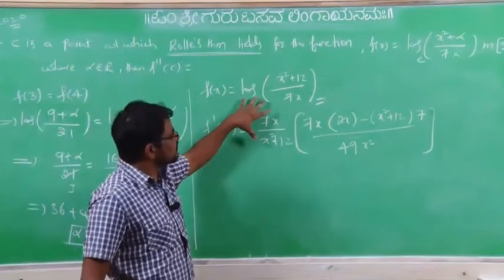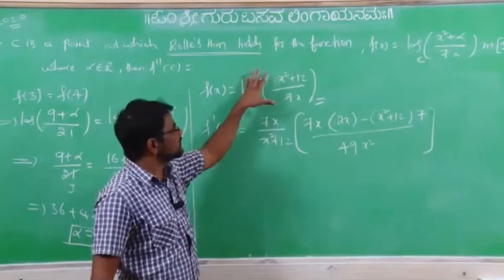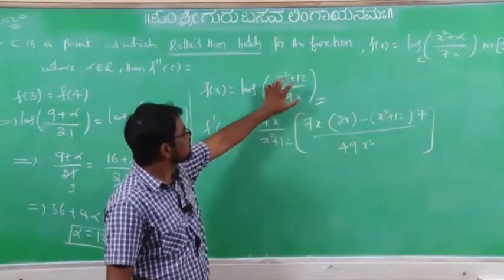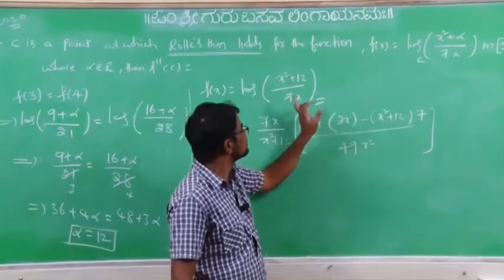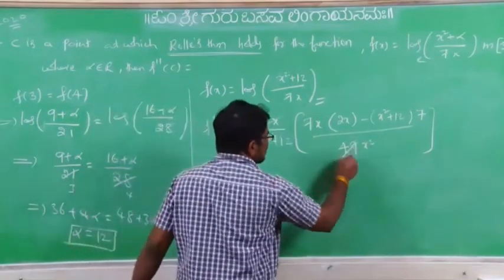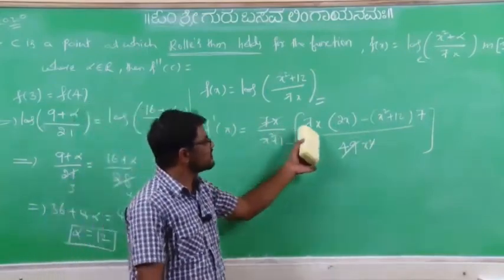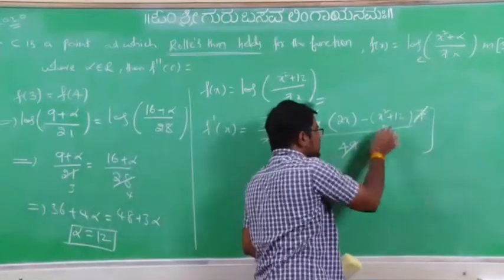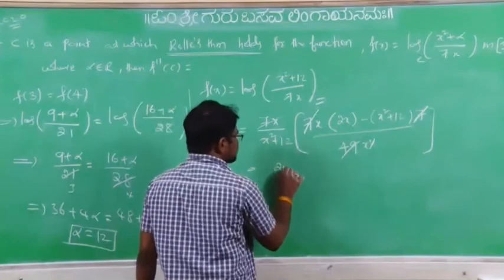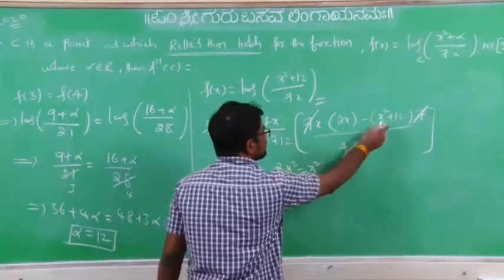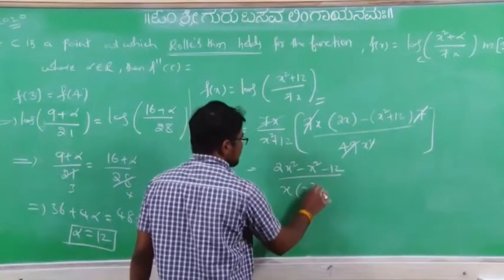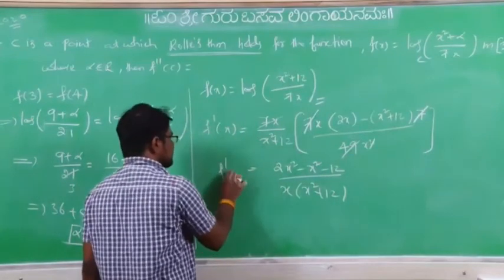Now differentiation once again you check. Reciprocal log means reciprocal of this one. 1 by x means 7x by x square plus 12. Again quotient rule. 7x, differentiation of this one is 2x minus x square plus 12. Differentiation of 7x is 7 divided by. Is there any cancellation? 7x gets cancelled, and from these two 7 is common and cancels. What is remaining? 2x square minus x square minus 12 divided by, here x remaining, x square plus 12. This is f dash x.